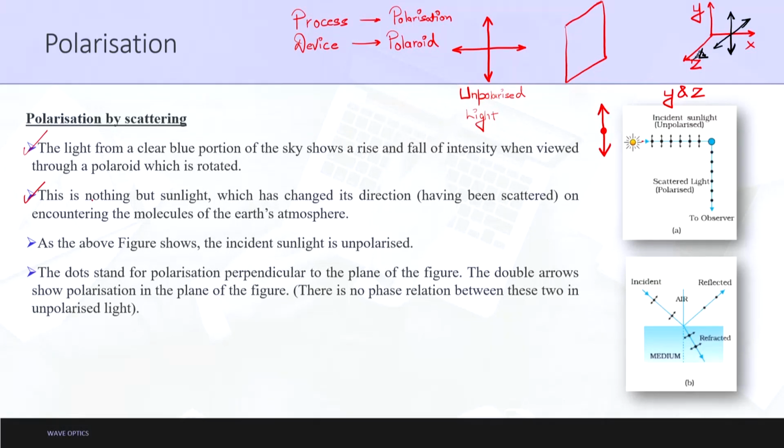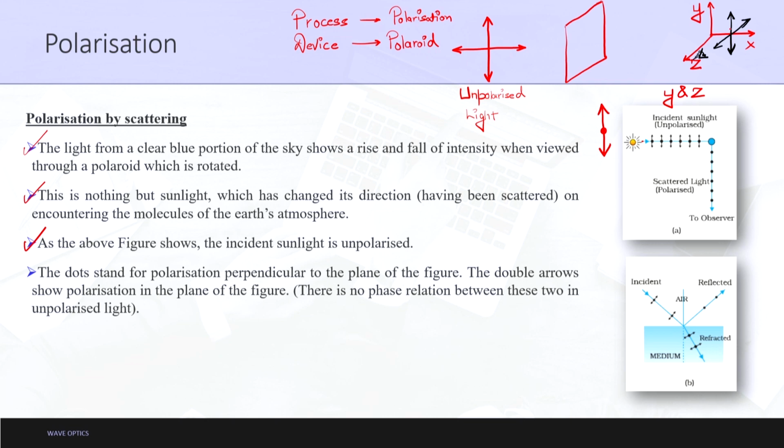This is nothing but sunlight which has changed its direction, having been scattered on encountering the molecules of the Earth's atmosphere. As the above figure shows, the incident sunlight is unpolarized. So, because it is a plane polarized wave, it is unpolarized light. This thing I have already explained to you. The dot stands for polarization perpendicular to the plane of the figure. This also I have explained.